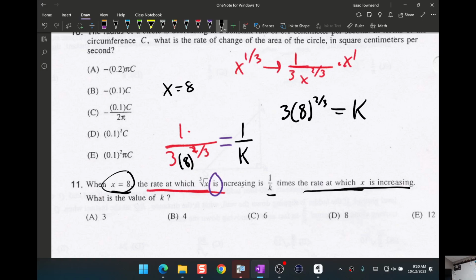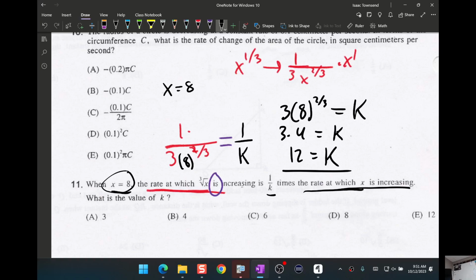But how do I go about taking 8 to the 2/3 without a calculator? Okay, we could do 8 squared, which would be 64, and then we could do the cube root of that. The cube root of 64 is 4. Or you could do this in the other order. You could do the cube root of 8, which is 2, and then you could square it, which gives you 4. To me, that's a little bit easier to do in my head, but both are perfectly fine. So k would have to be 12 for those to be the same.